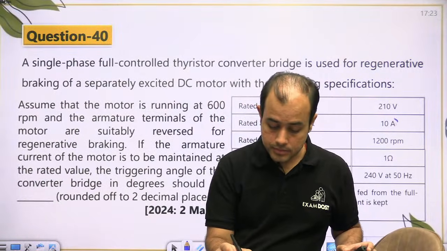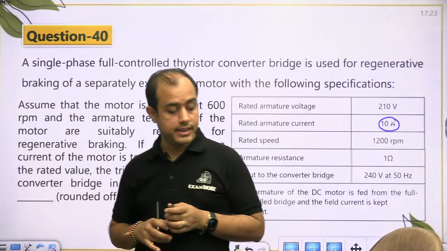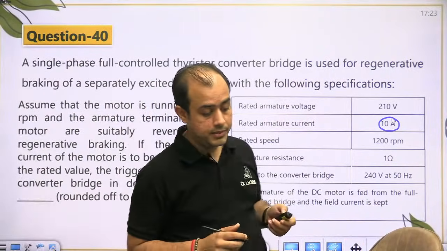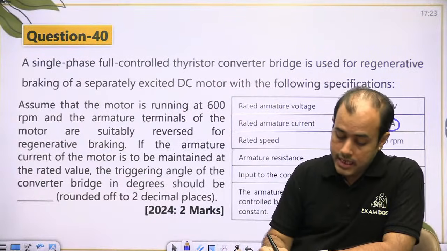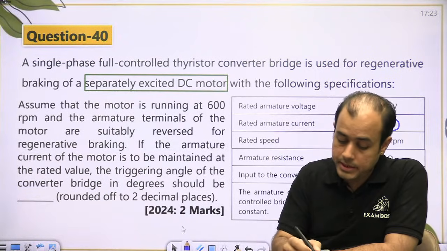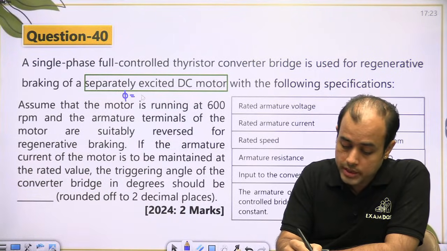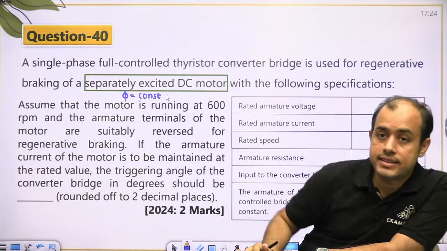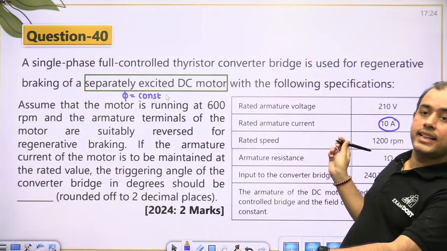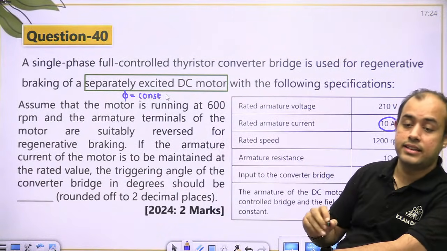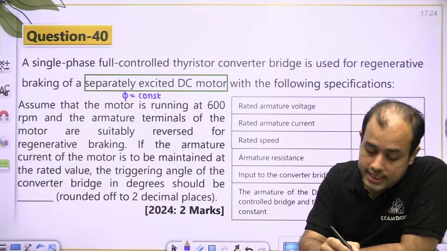Okay. But speed is 600. What is alpha? Now listen carefully beta. It is a separately excited DC motor, which means I can take flux to be constant. Now the rating is given beta. In the rating the speed is 1200 RPM but it is working at 600. So I need to know the EMF.